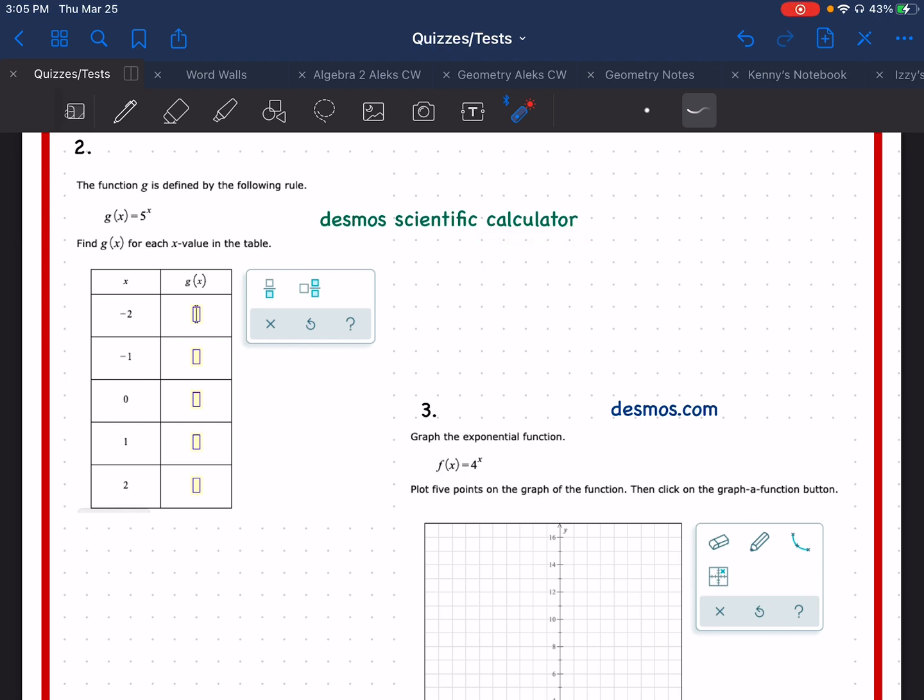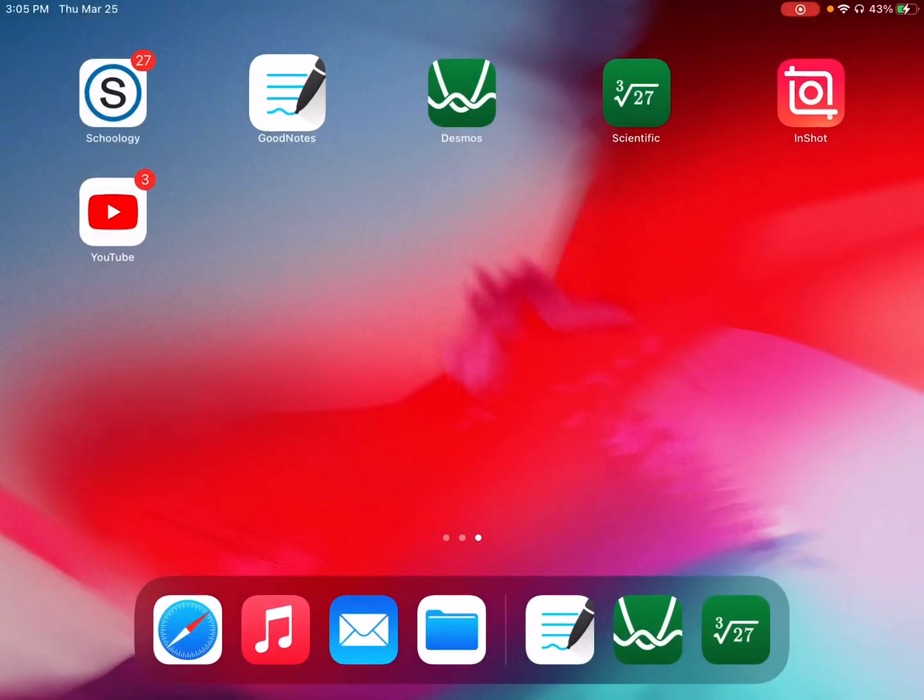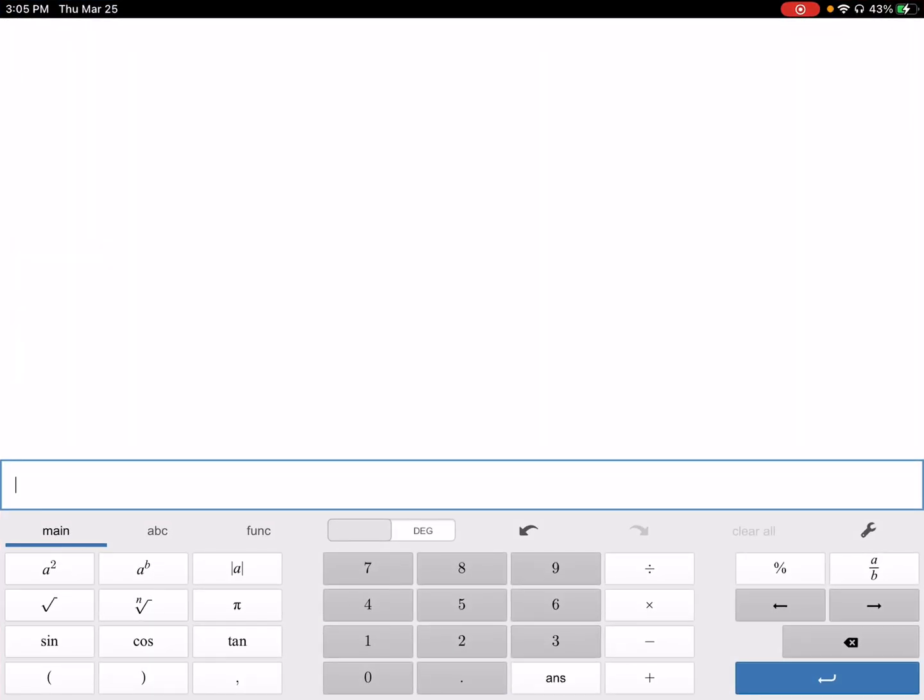And all you're going to do is grab your base from your function right here, and substitute x for these numbers right here. So I'm going to put in 5 to the negative 2, 5 to the negative 1, and so on and so on and so on, right? 5 to the 0, 5. So you'll see me put them into the scientific calculator. So 5 raised to the negative 2.